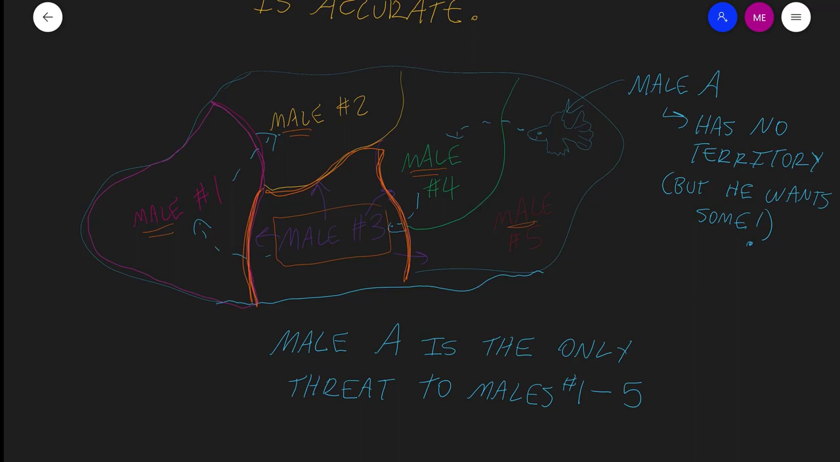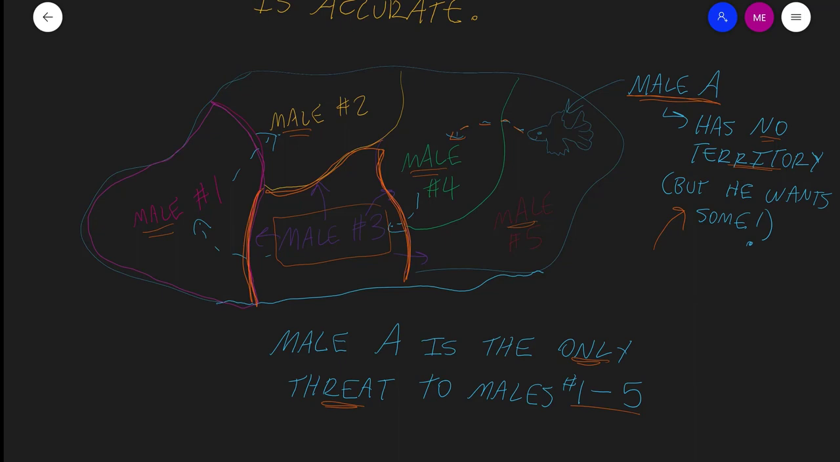The problem comes from males, like male A over here. Male A has no territory whatsoever, but he wants some. It's the only way he's going to get access to a female. So as male A cruises through all of these territories, he's going to challenge each of these other males for control of their territory. Male A is the only real threat to males 1 through 5. The males with territory aren't a threat to each other, but male A is. He will try to evict these other males from their environment.